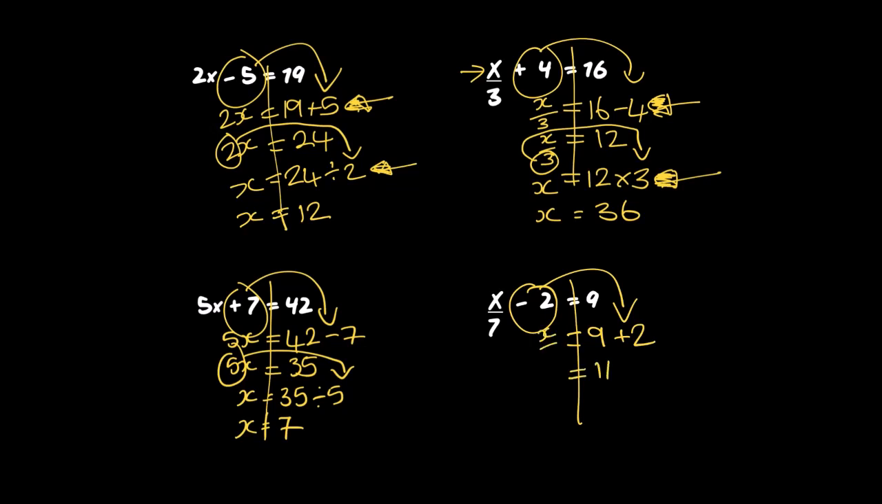Remember, my x over 7 is still here. Now I'm going to bring this 7 across. That's a divide by 7. I need to multiply then. So x is equal to 11 times by 7. So x is equal to 77.